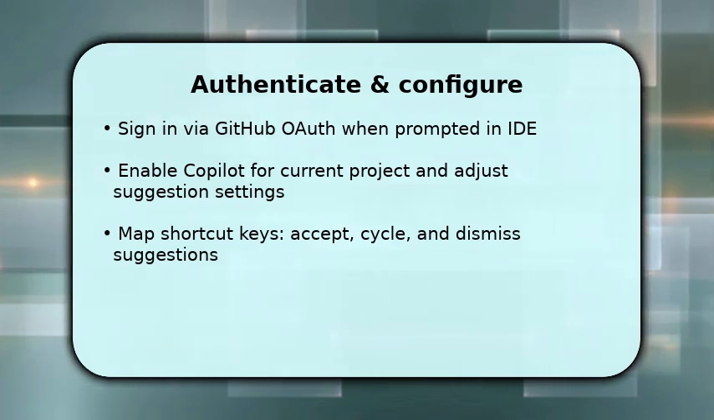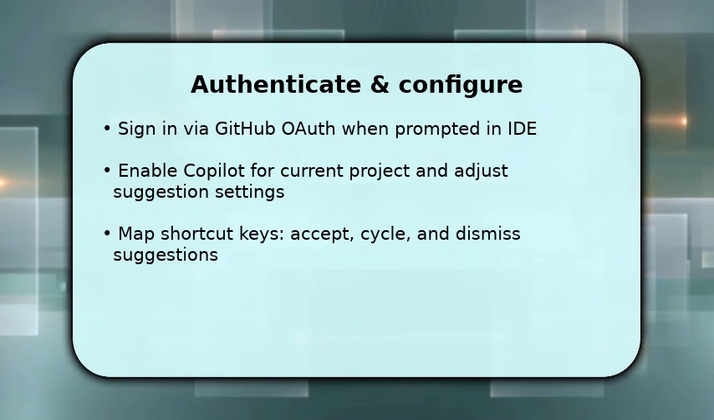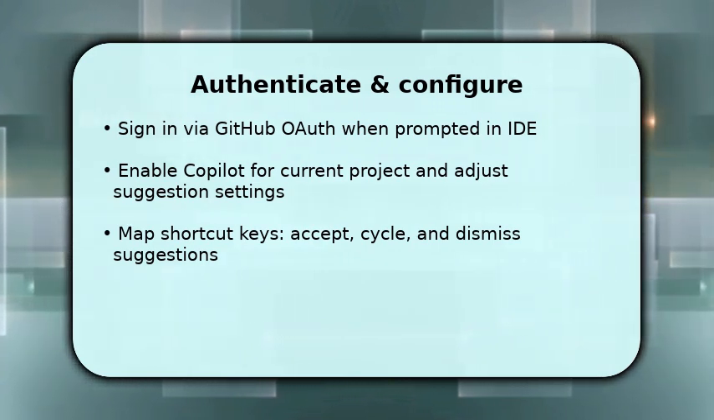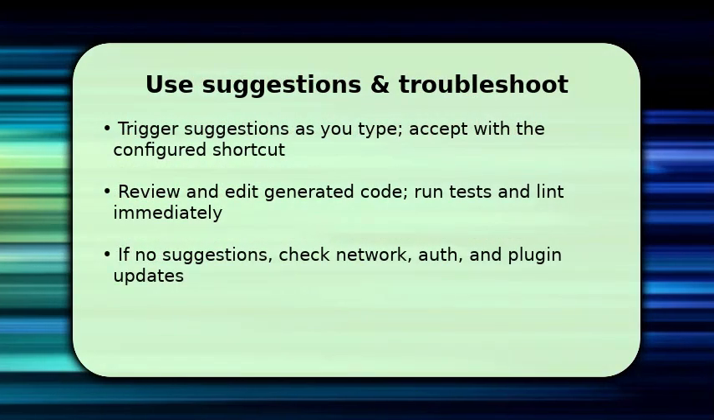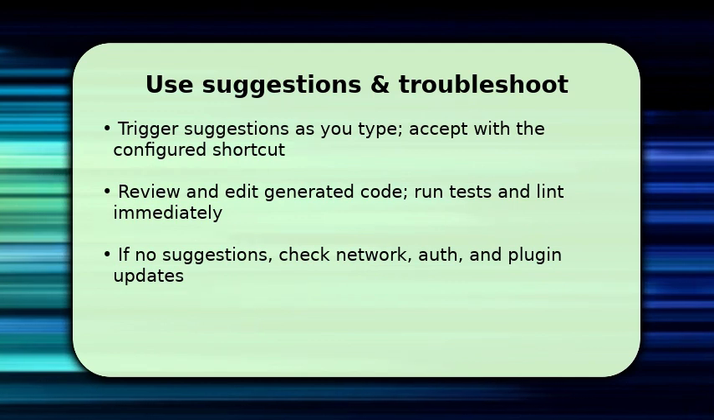Now you use Copilot. Start typing a function or comment describing intent, and Copilot will surface inline suggestions. Accept with your shortcut or press cycle to see alternatives. Always review and test generated code, run unit tests and linters right away to catch logic or style issues.